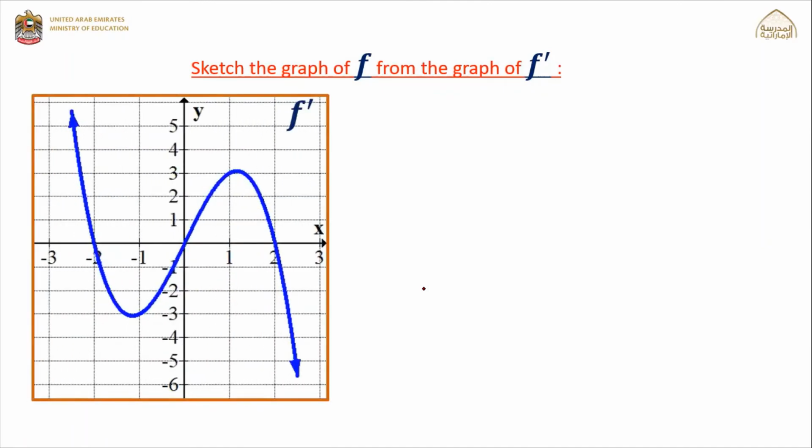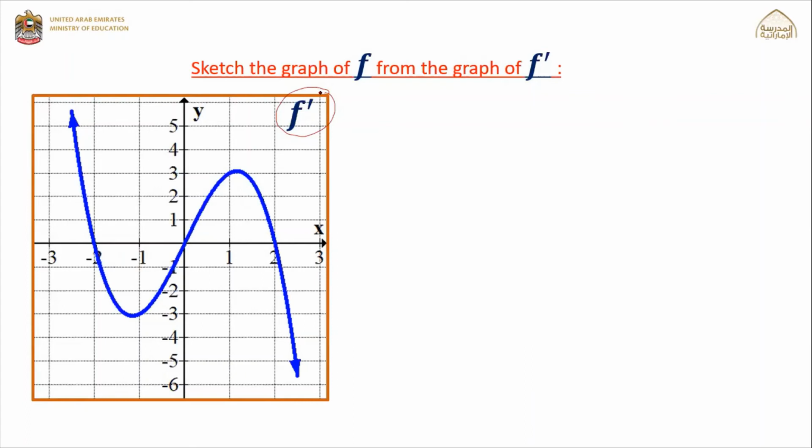Here we have the graph on the slide. We have a graph of the function f prime. So this is the sketch of f prime, graph of f prime. From this, I want to graph or sketch the graph of f.